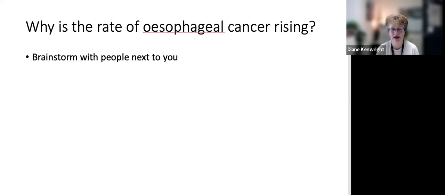I also think that it's due to lack of Helicobacter. Remember, Helicobacter causes gastric atrophy. And if you've got gastric atrophy, you don't produce acid. If you don't produce acid, you don't get Barrett's esophagus. So we've cured Helicobacter, our stomachs are more acidic, and we have more reflux. Okay, what did you think?